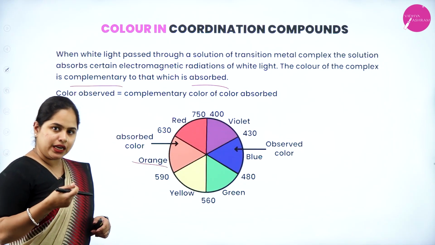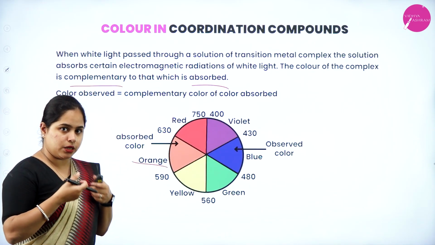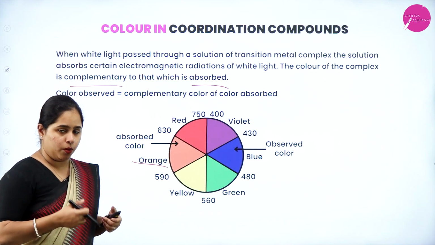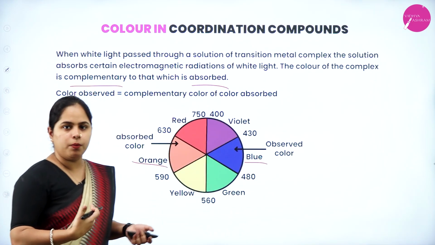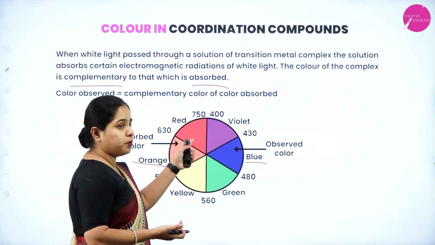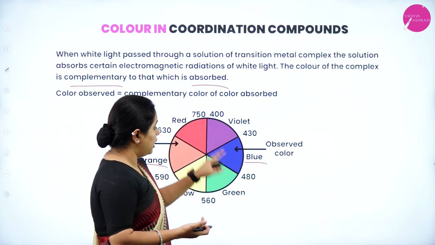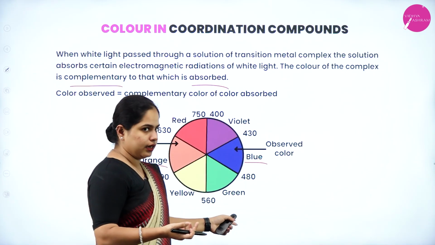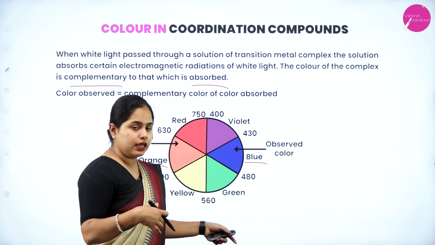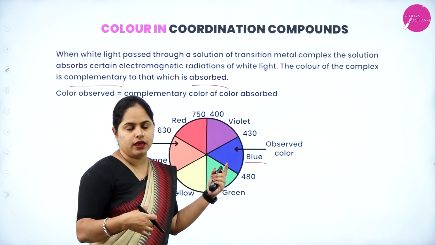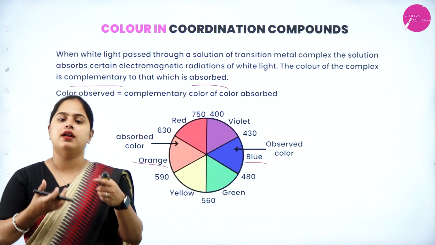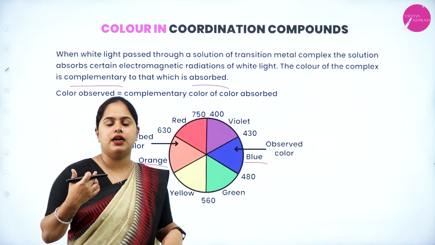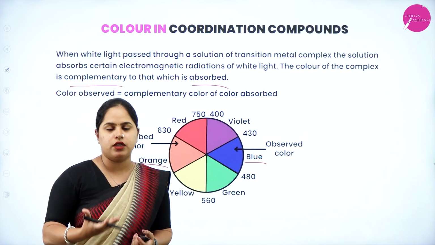So a white light is passed. If the orange color is absorbed by the coordination compound, the color of the coordination compound will be blue. They are complementary to each other. If the absorbed color is red, the color shown by the compound will be green. If the absorbed color is green, then the color shown by it will be red. So this is how the complementary thing works. Whichever color is absorbed, the complementary color will be the color shown by the coordination compound.